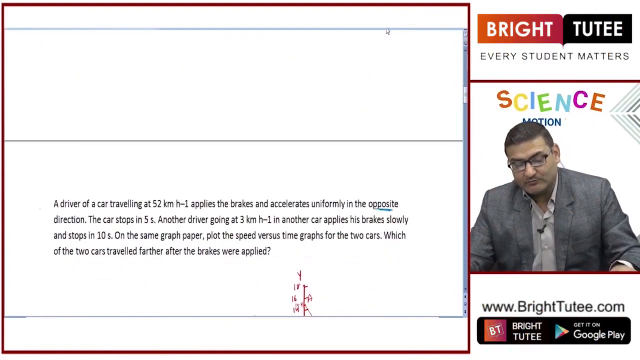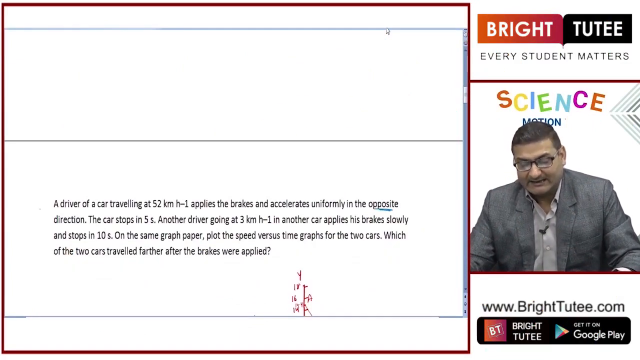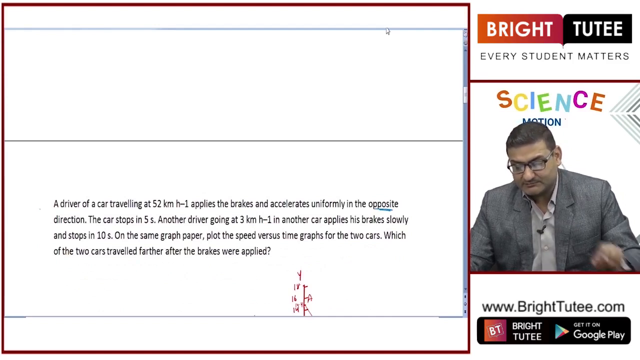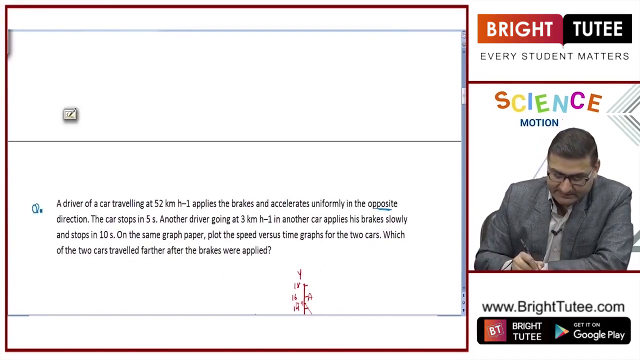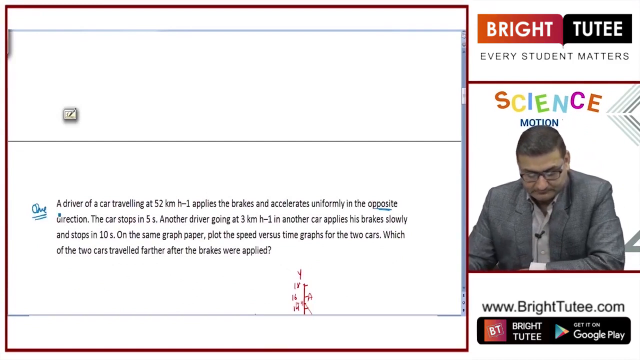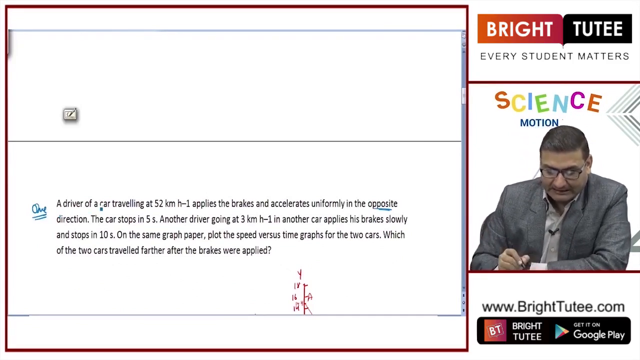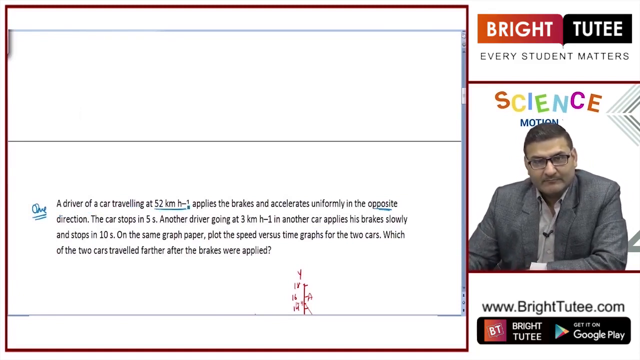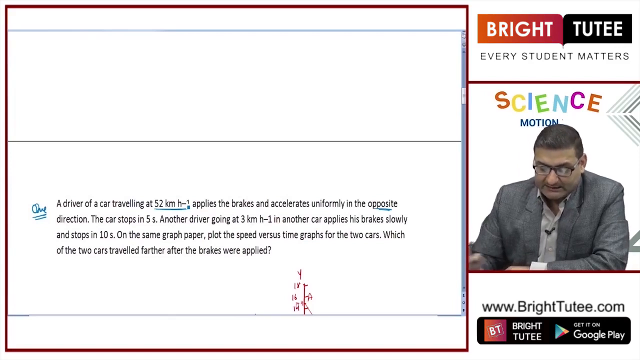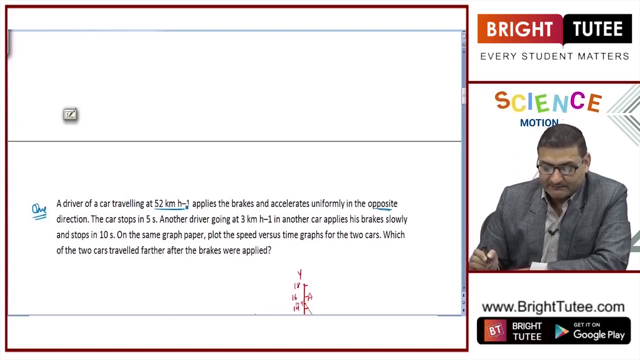Now let us see a few questions based on graphical calculations. Let us see the first question. In this first question, what the examiner is asking from us is: a driver of a car traveling at 52 kilometers per hour speed. Right. So the driver of the car is traveling at 52 kilometers per hour.